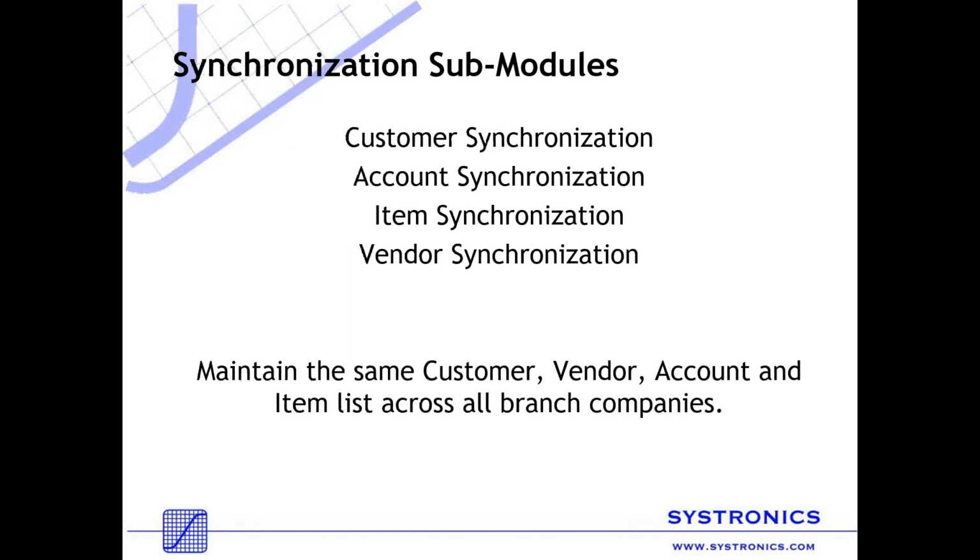First, I would like to introduce the account, vendor, customer, and item synchronization submodules, which synchronize corresponding records across interrelated companies. These utilities are very useful if you want, for example, to maintain the same customer or item list across all branch companies. We have added a new and very useful option in this submodule. Starting from version 2018, it is possible to select which specific field of account, vendor, customer, and item record you want to synchronize. Let's see how easy and fast it is in reality.